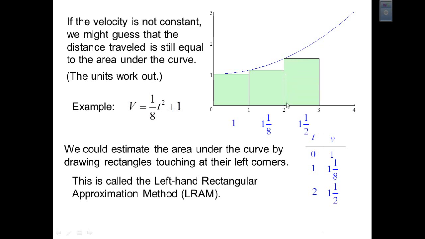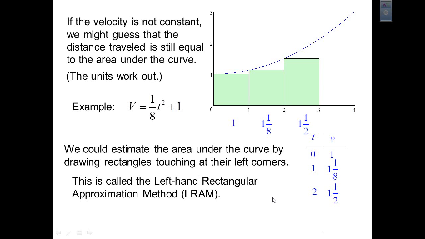That's the height, once again, of the left side of this rectangle. And all we're doing with the left-hand rectangular approximation method is taking the left side of the interval and evaluating the function at that value. That means we're going to find the left-hand height of this thing.